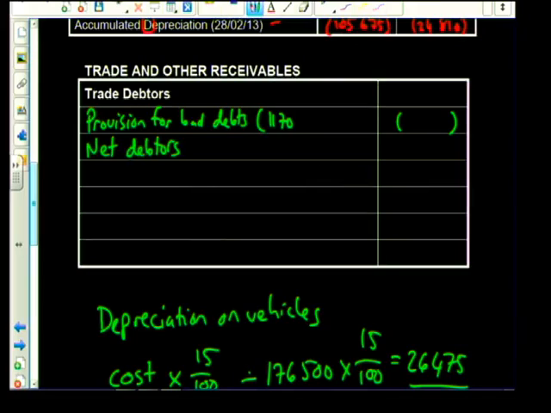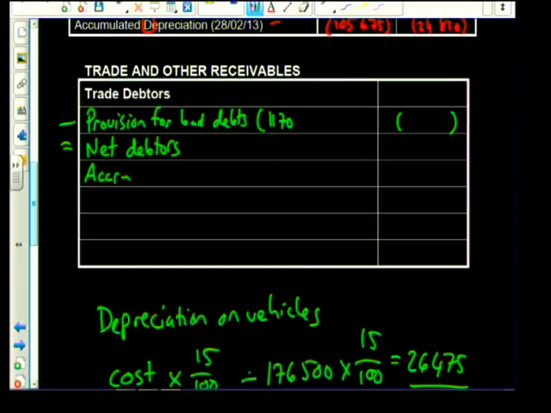So trade debtors minus your provision for bad debts equals your net debtors. Those are usually your first 3 items in the trade and other receivables note. Please remember that we also have in here accrued income, and we also can have prepaid expenses.